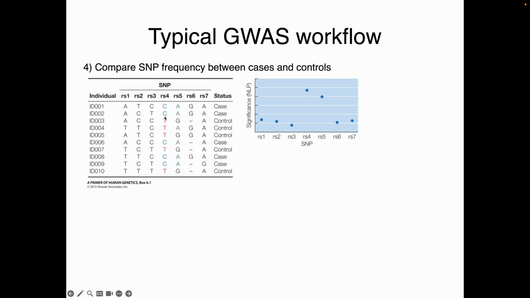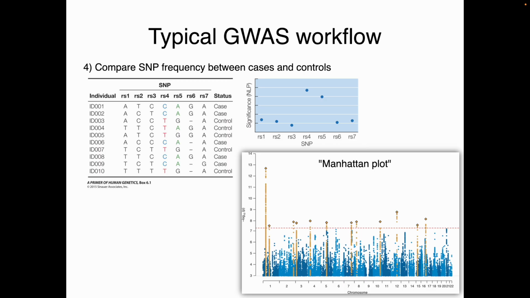you can see it's almost a perfect match. If you have the C, you're a case. If you have the T, you're a control. So that would be a thing that's highly associated with whatever the phenotype is here, okay? And then SNP number 5, maybe a little less, 6 and 7, not associated. If you look at that across the genome, right? So instead of having 7 SNPs, now we've got millions of them. You get a Manhattan plot kind of picture.